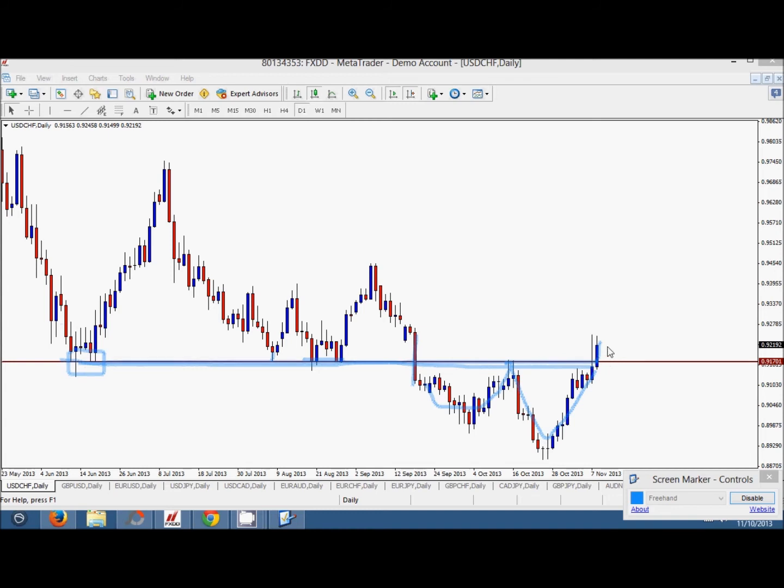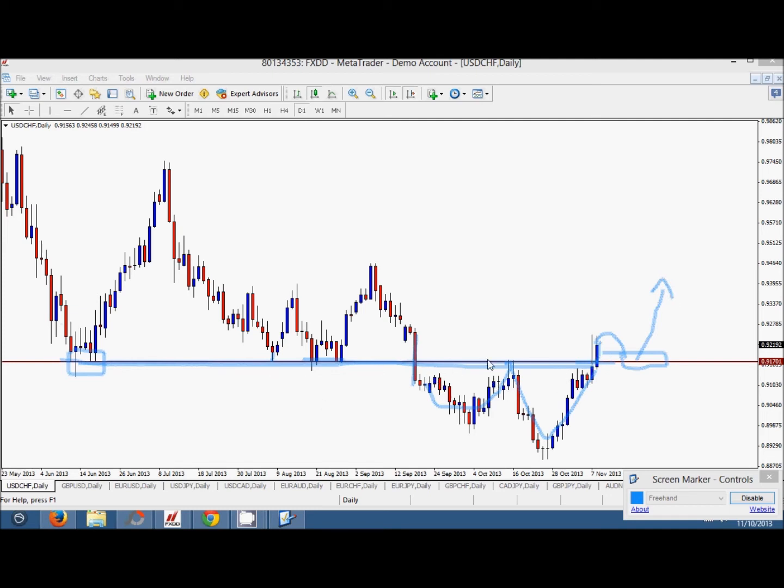So this resistance zone has turned from resistance to support zone, and we're going to look for prices to go up a little bit and then retrace back down to the broken resistance turn support zone. Then we're going to look to go long. That's what we're going to be looking for in this trade.